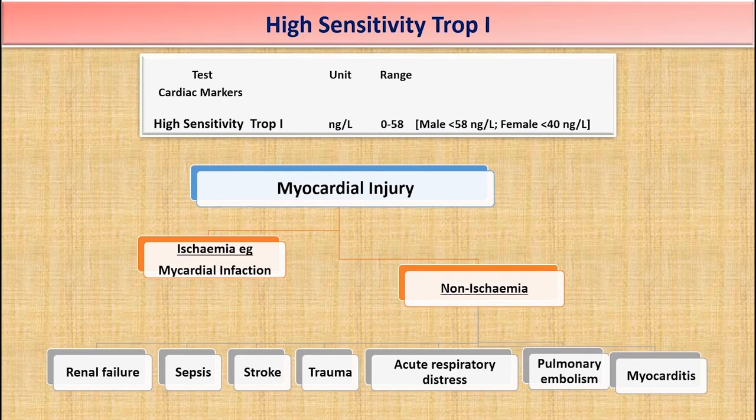But the caveat of this test is that it can be elevated in other conditions as well. For example, renal failure, sepsis, stroke, trauma, ARDS, pulmonary embolism, and also sometimes patients with myocarditis could have elevated troponin I as well. Ultimately, you need to have a very good clinical acumen for you to decide whether this raised troponin I is because of an ACS event or not. Or sometimes, not uncommonly, they will have a combination of both an ACS event plus a non-ACS event together.